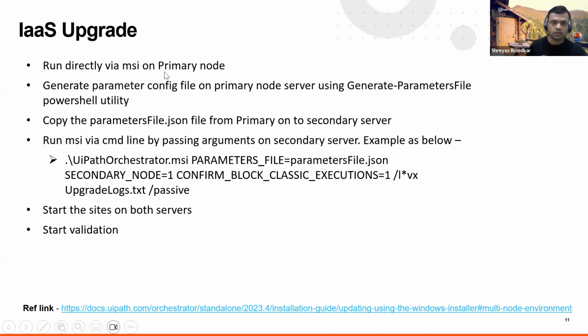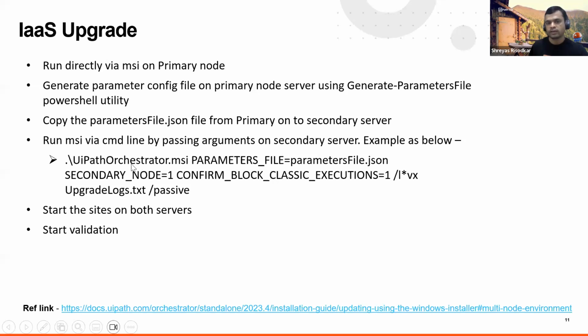And while the upgrade is going on, we'll stop the IIS on both the nodes. And once the primary node is upgraded, we'll bring up the primary node. We'll try to do a sanity check on the primary node. And if everything is looking good, we'll use this generate parameter files PowerShell utility. Using this utility, we will create a parameter.json file. This will copy all the configuration from the primary node. We'll copy that JSON file to the secondary server, the second web server, and we will pass that as an input to trigger the upgrade on the second orchestrator web server.